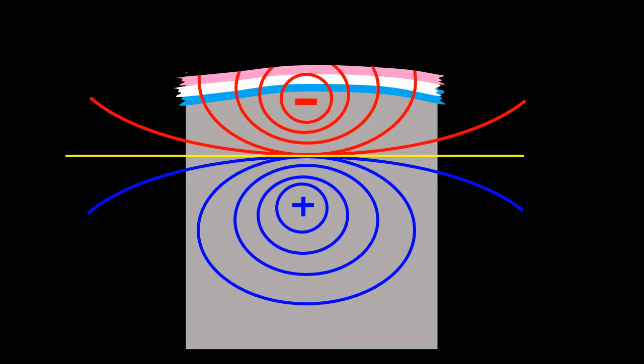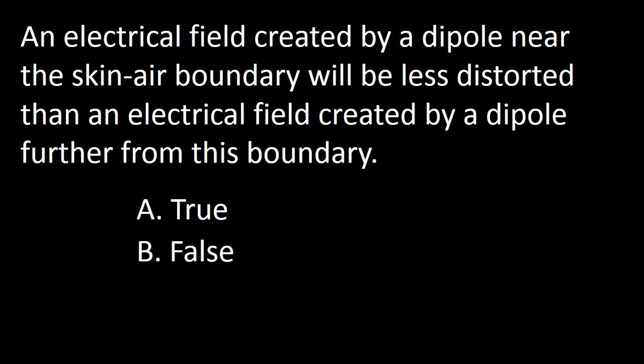Now, I have represented a dipole with the same characteristics, except that it is closer to the surface. As you can see, there is a significant alteration of the field, and at the level of the skin-air interface, there are multiple isopotential lines reflecting multiple voltage zones, thus having a higher voltage gradient than the prior example. So the answer to this question is B.